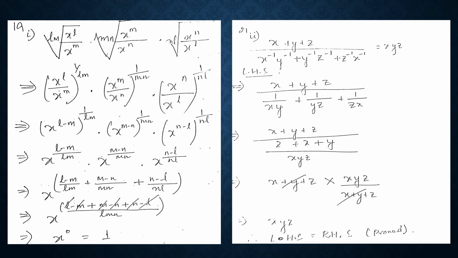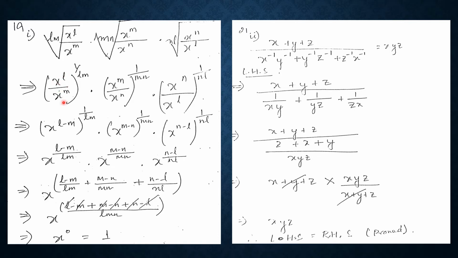We have the lm-th root of x to the power l by x to the power m, then the mn-th root of x to the power m by x to the power n, and here we have the nl-th root of x to the power n by x to the power l. So what we see is all the roots are over a product of two variables. So let us simplify the numbers within the bracket.